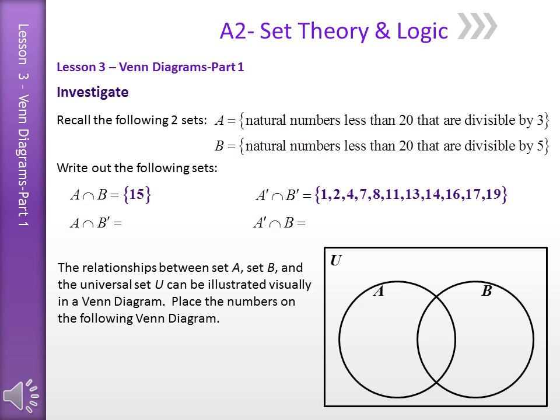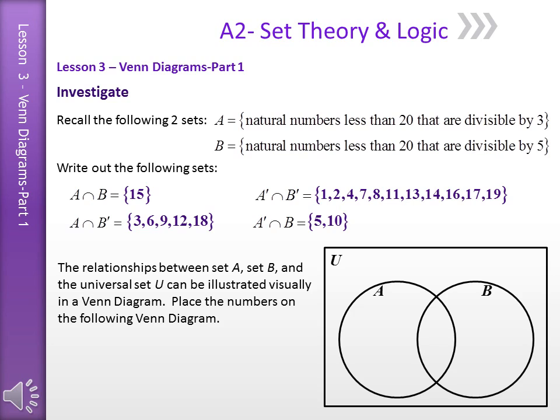A intersect B prime, those elements in A but not in B, would be 3, 6, 9, 12, and 18. And A prime intersect B would be those elements in B but not in A. So that would be 5 and 10.